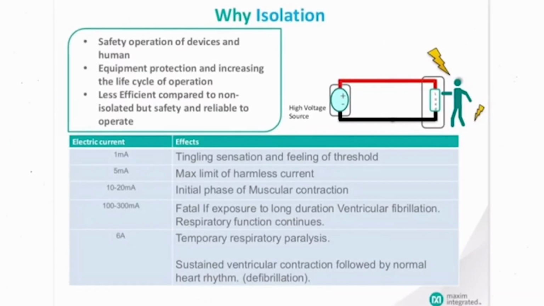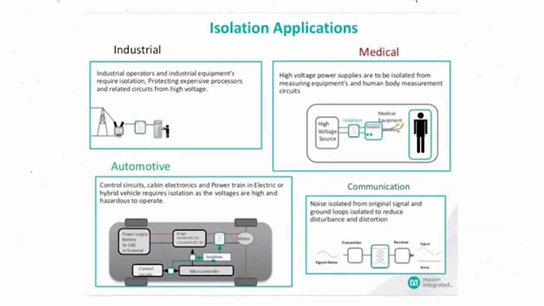Isolation is used in electronics to provide safety to the equipment's functionality and to eliminate unwanted noise and voltage spikes that affect device functionality. It is less efficient compared to non-isolated topologies, but it has the advantage of safe, reliable and non-hazardous operation. The table briefs the electric current intensity and its influence on the human body for a various range of currents. Electrical isolation is used in diverse industries with a broad range of applications and products.